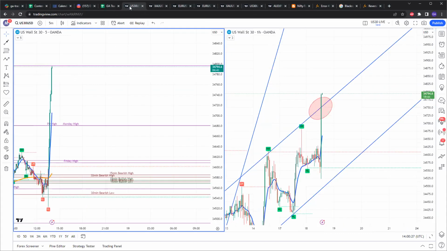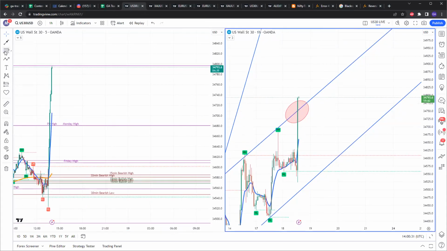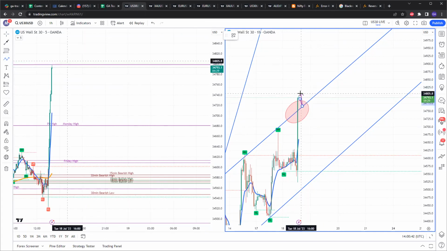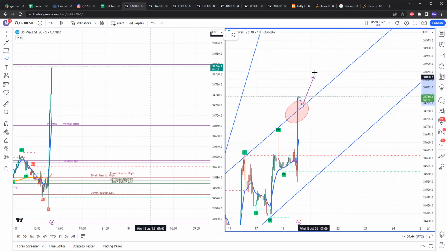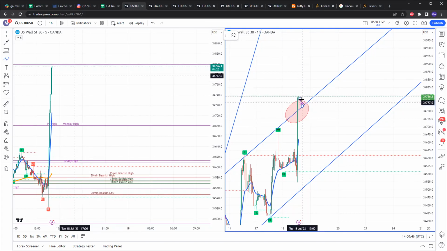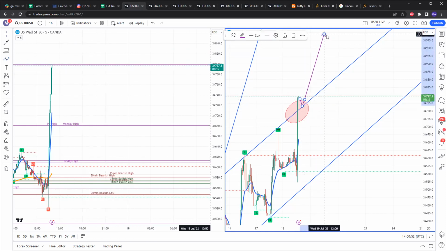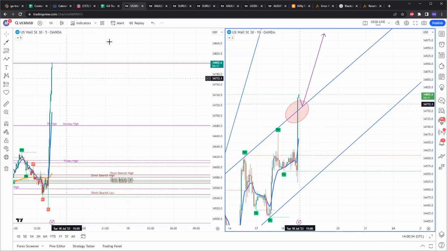All right, any questions? So right now for US 30, what do we anticipate? Since it broke and closed above this trend line, we do anticipate a retest of this trend line. It doesn't have to be with this candle right here, but it can be. So if we do get a retest, what we would want to see for buys on the hourly is retest and closure above. And at that point, you can enter a buy.